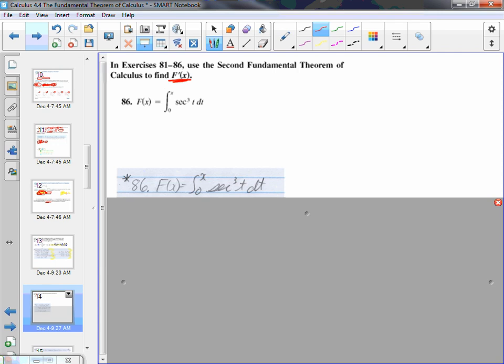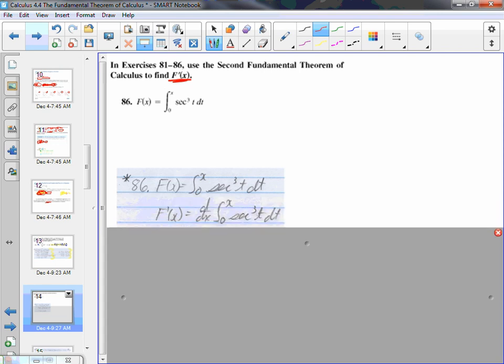All right. So if capital F of x equals the integral from 0 to x of secant cubed t dt, our second fundamental theorem of calculus, and you don't really have to write this step in, but as your example, write it in. The second fundamental theorem of calculus means to find the derivative. The reason I want you to write it in as an example is I want you to get used to both notations.